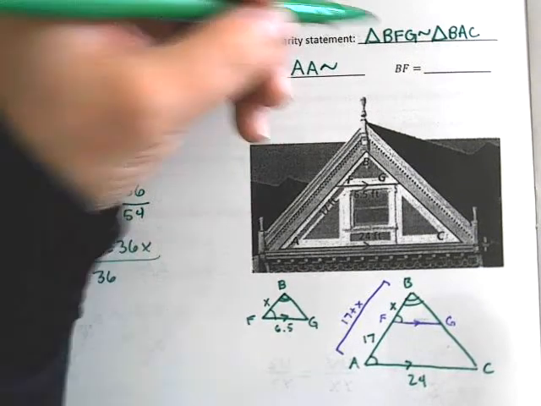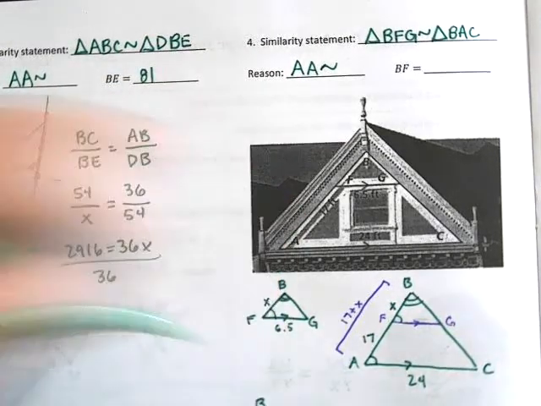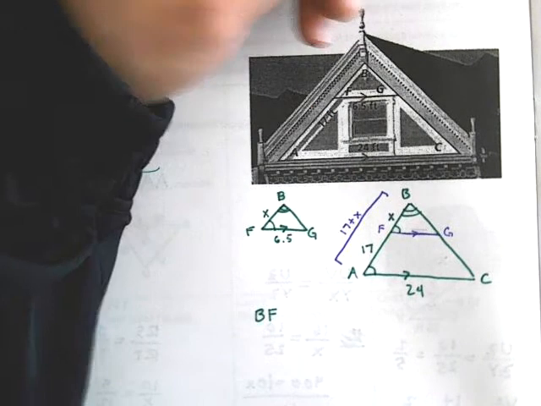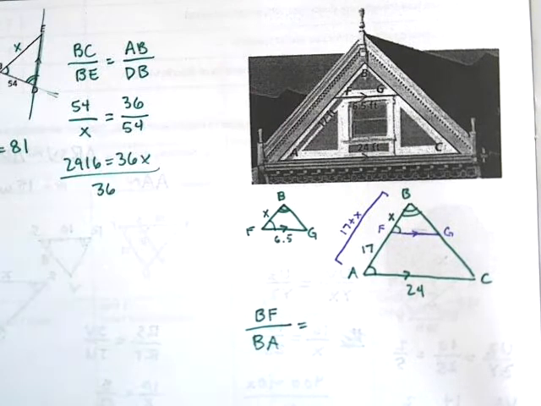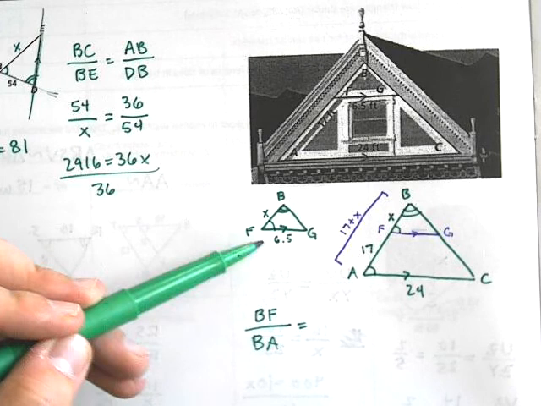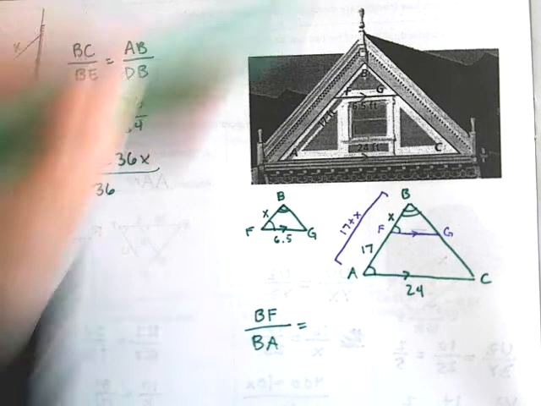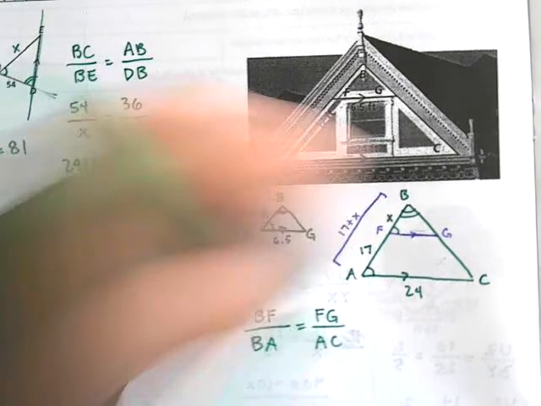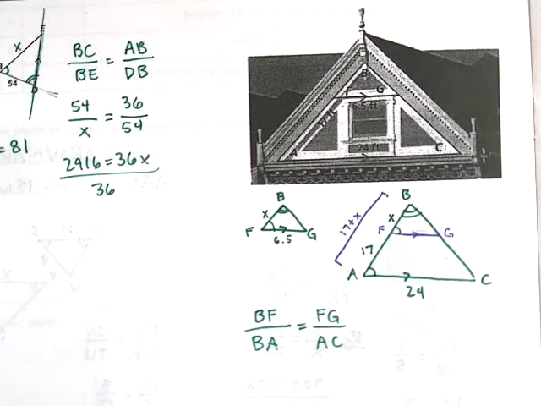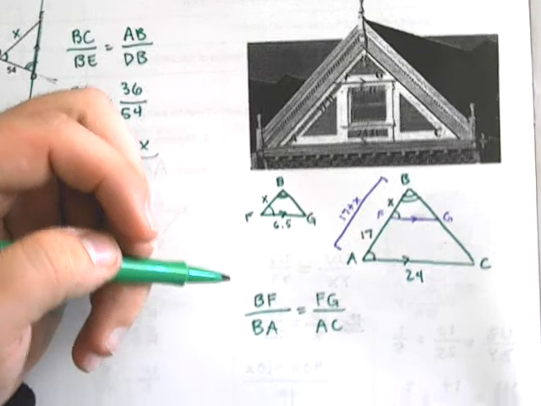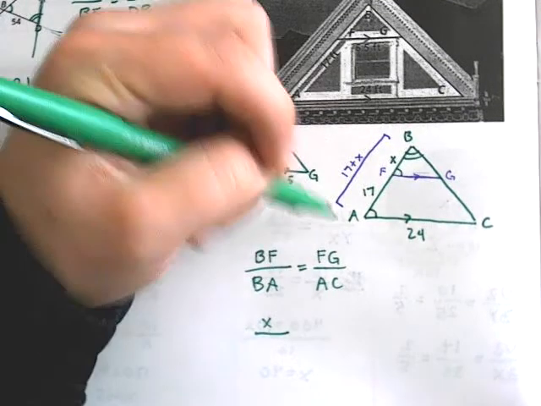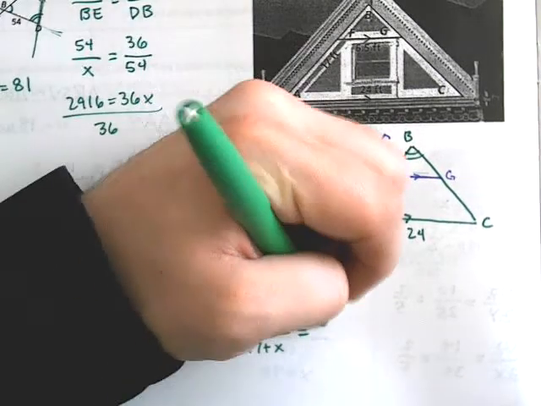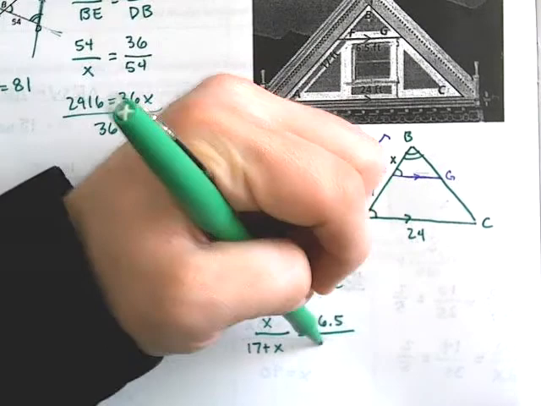I know that if I want BF, oh, I need to come down, sorry. If I'm trying to find BF, well, BF lines up with BA. And then we need to figure out what else we have. Well, we have FG, 6.5. So FG, second and third, which means I need to use second and third in the other. So AC. Let's see how this sets up now. Well, BF, we said, was x. BA, we said, was 17 plus x. FG, we said, was 6.5. And lastly, AC, we said, was 24.